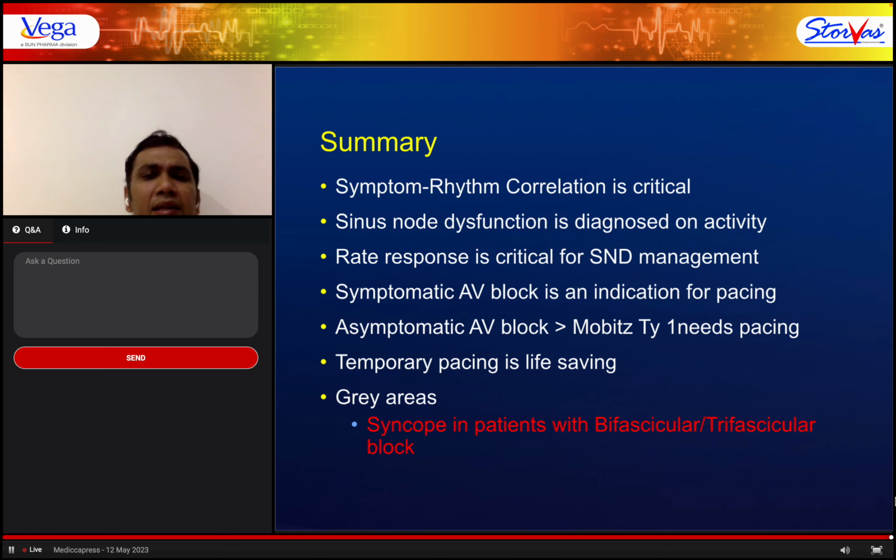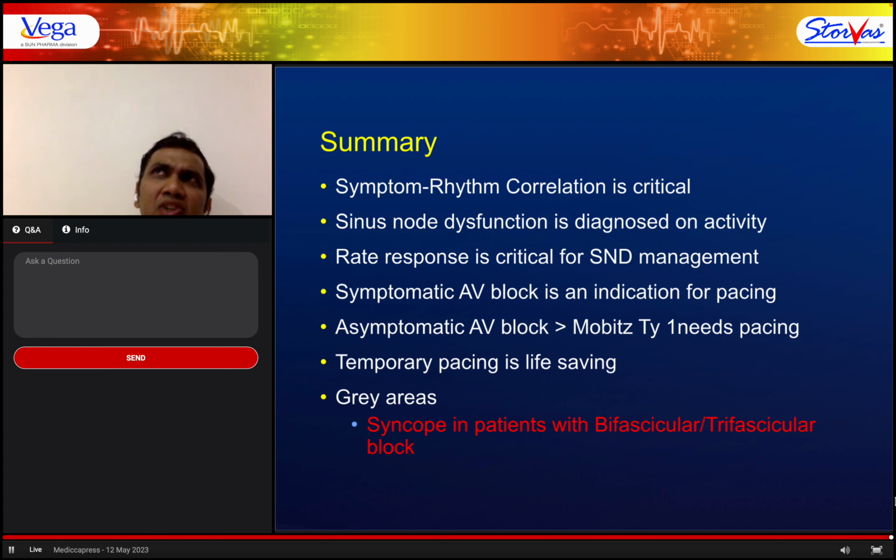So, in summary, in patients with conduction tissue abnormalities, symptom rhythm correlation is critical. Sinus node dysfunction is never diagnosed at rest. It's very unusual to have activity-based sinus node competence and a sinus node dysfunction, whereas sinus node slowing at rest with activity-based sinus node increase to the age-related maximum is very common. The differential that has to be ruled out is hypervagotonia.